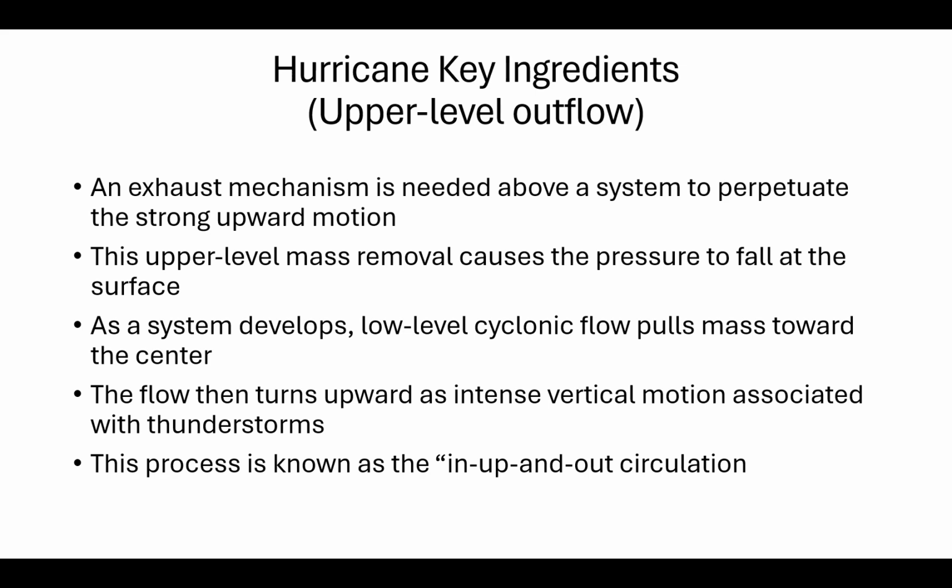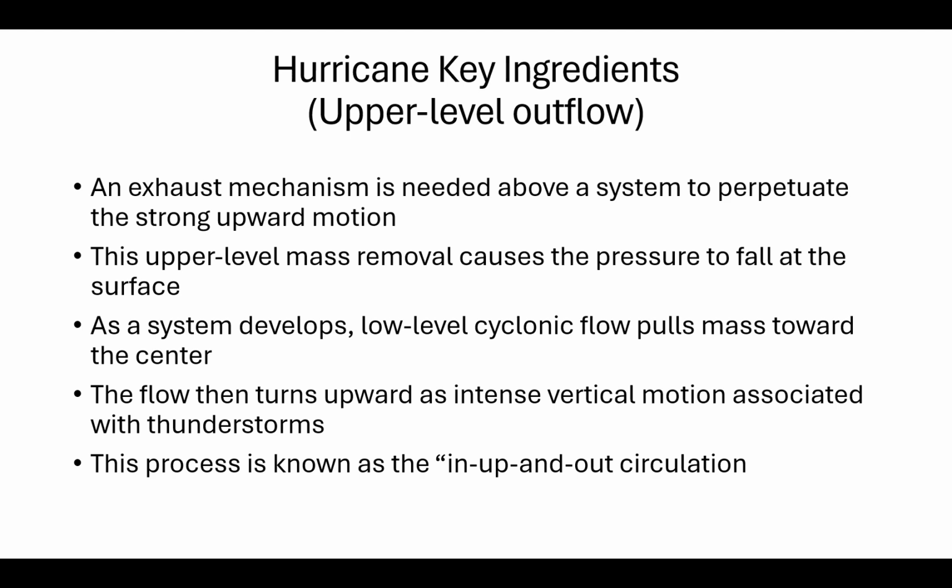You can easily see this on satellite imagery, where you almost see an anticyclonic spin of high cirrus clouds over the top of a developing tropical system. That exhaust mechanism is needed above a system to perpetuate the strong upward motion. You really do not want very strong winds in the vertical. You want very light winds. You want that nice high pressure system aloft over this tropical system, to where it can further help to remove the mass in the upper levels of the atmosphere.